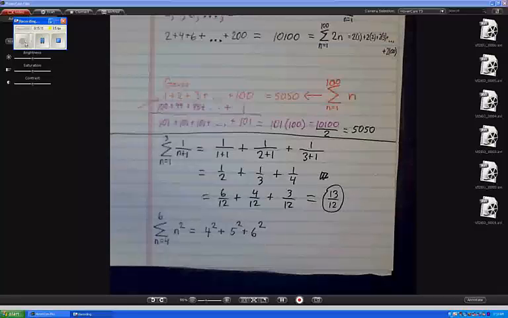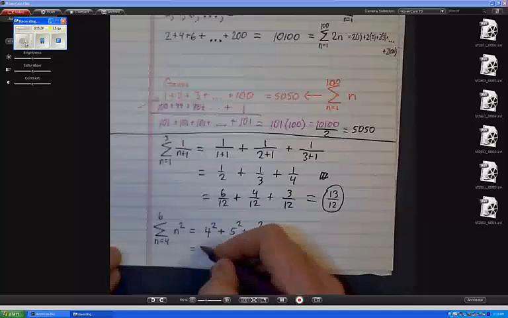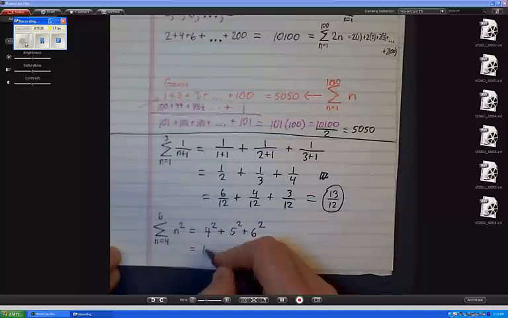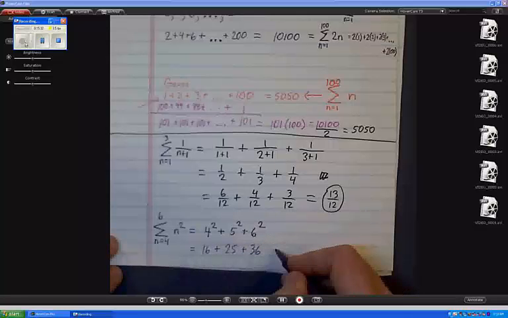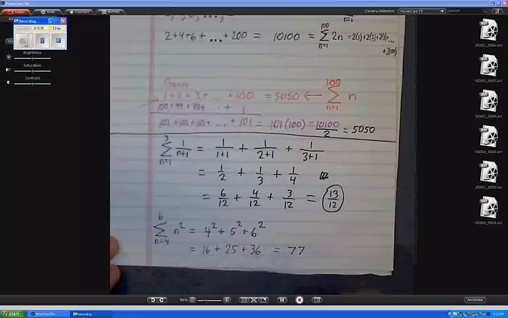And that's one of the reasons I wanted to do this example. Because here's an example where the top number is not the number of terms you have. It's actually just where you stop doing this. Okay? And so what do I get? Let's see. 16 plus 25 plus 36. I'm getting 77. Alex. That's right.